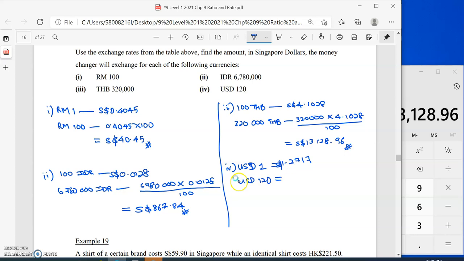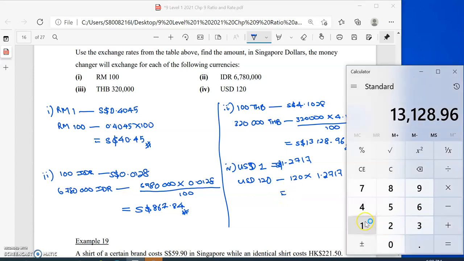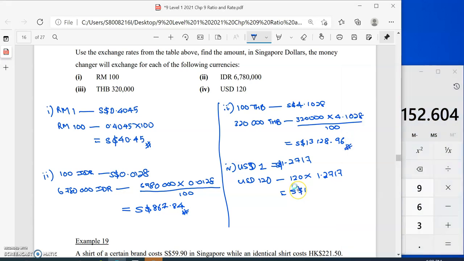Okay. So therefore, if I have USD 120, I am going to exchange for 120 multiplied by 1.2717. All right, let me put it in. 120 times 1.2717, and that will give me 152.604. This is money. Please do not forget to round off to 2 decimal places. That's going to give me 152.60 Singapore dollars. I hope the conversion questions have been manageable for you.